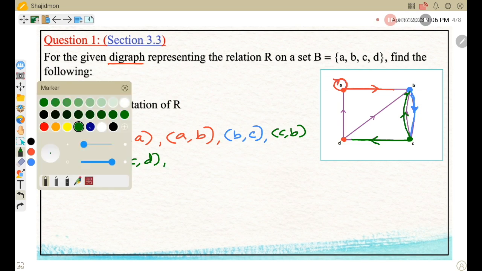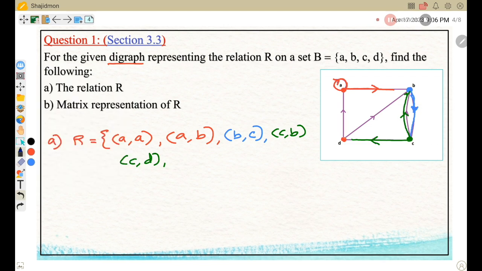In a similar way we go to the vertex D. From vertex D, what are the edges going out? We can see one here from D to B, correct? So we can write D comma B, and the second one from D to A, correct? From D to A. So we can write the ordered pair D comma A. So these are the elements in the relation R.